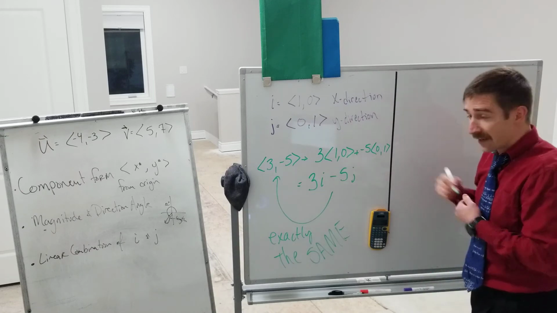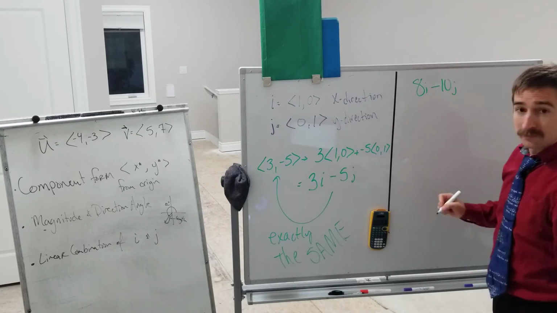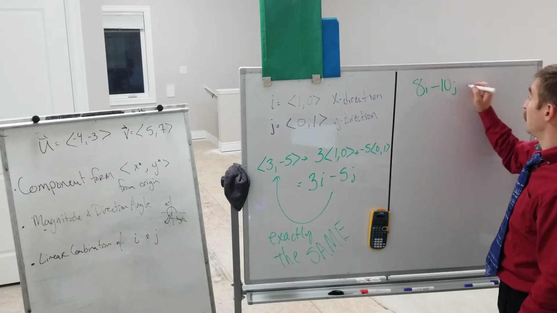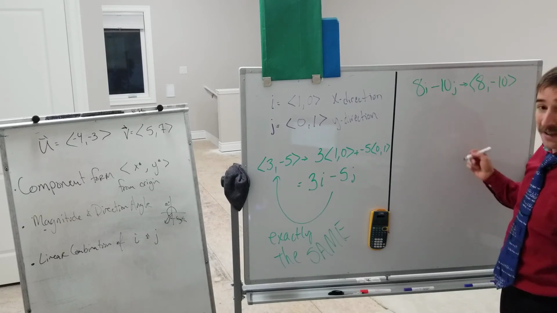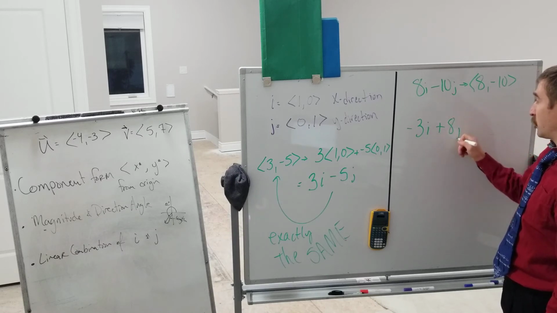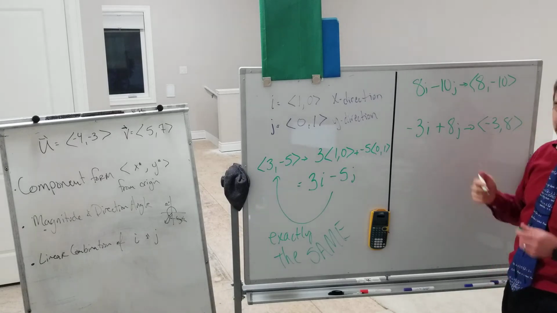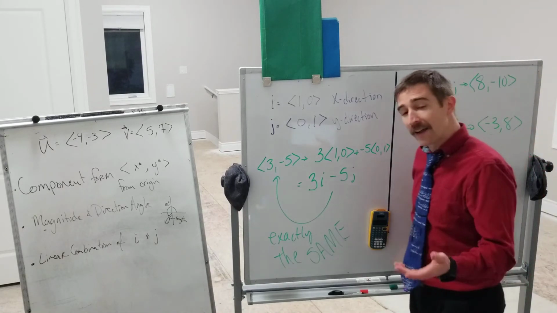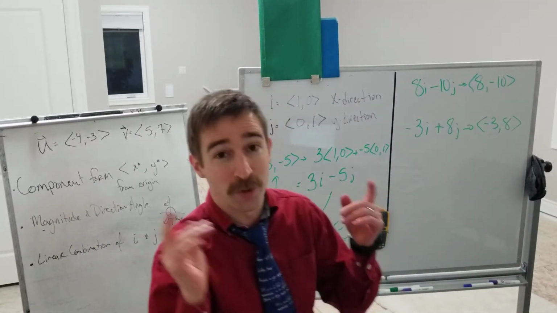Oh yeah, and if I had something like 8i minus 10j, well, that's just 8 comma -10. If I had something like -3i plus 8j, that's just -3 comma 8. That's it. So the i is denoting the x, the j is denoting the y. Cool, let's do a word problem.